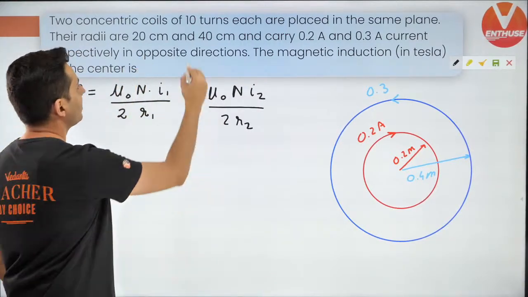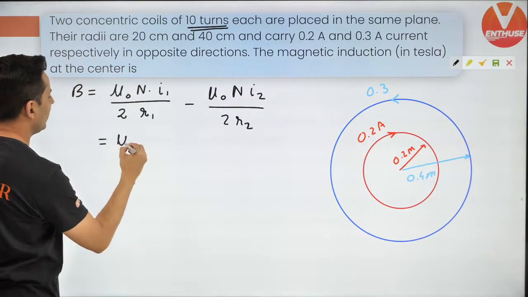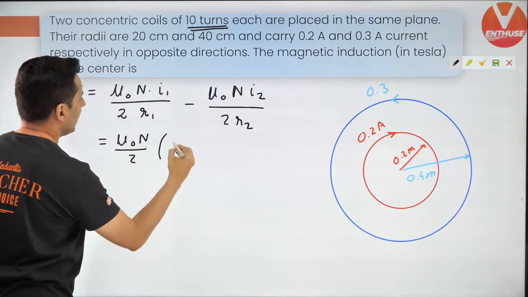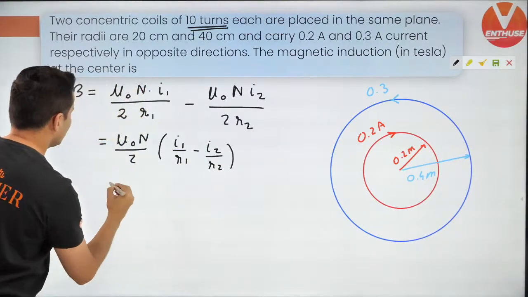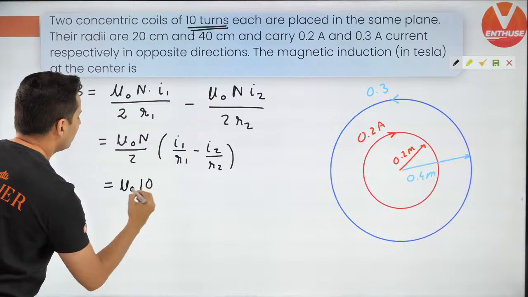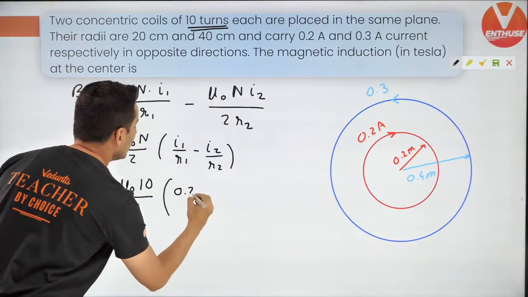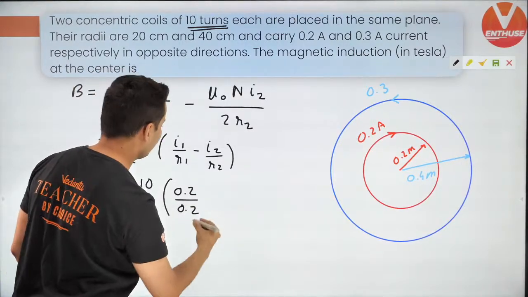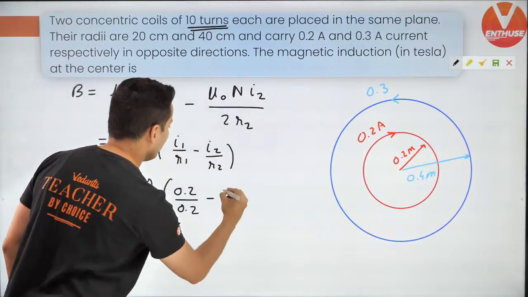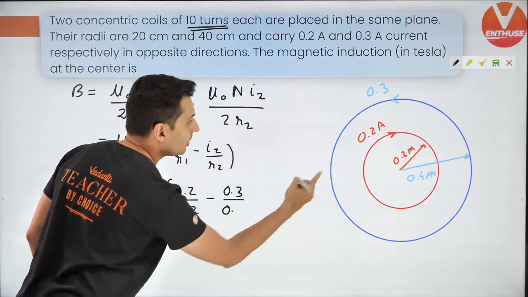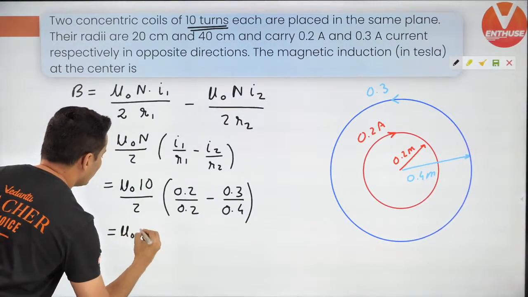N is the same because the number of turns is the same for both of them. So take out a few things common, like mu naught N by 2, and you are only left with I1 by R1 minus I2 by R2. Now just substitute all the values. N is 10, 2 is 2. I1 by R1 is 0.2 divided by 0.2, the inner one, which has a stronger effect, and I2 by R2 is 0.3 divided by 0.4. And 10 by 2 is 5, so mu naught into 5.